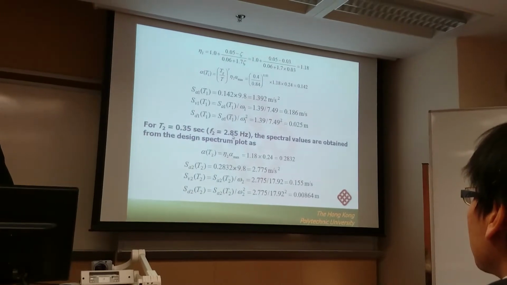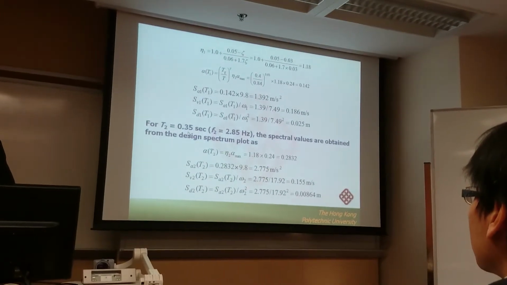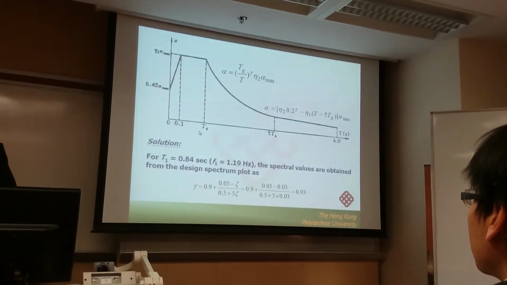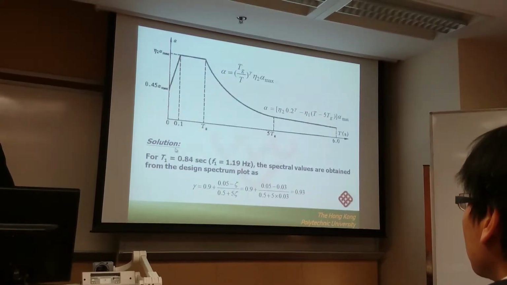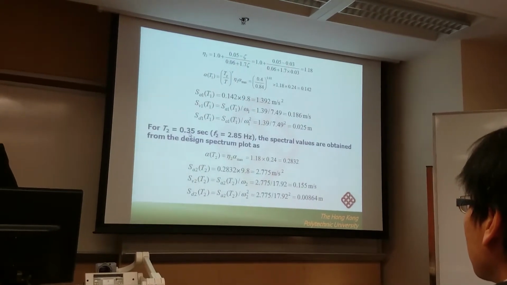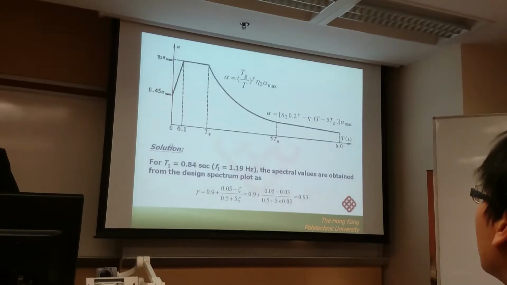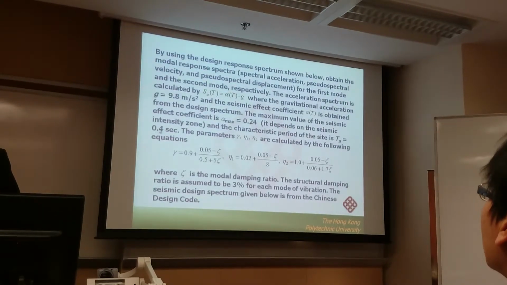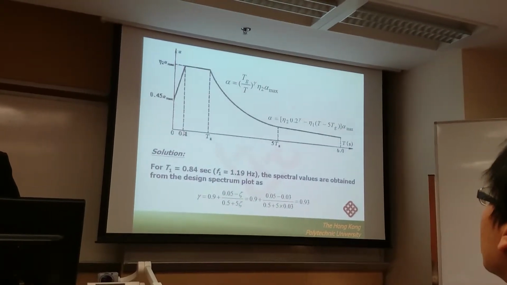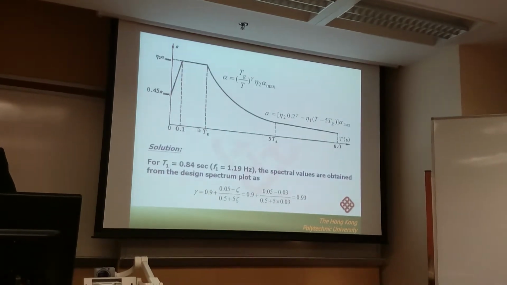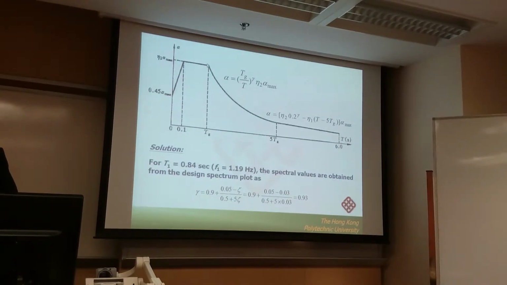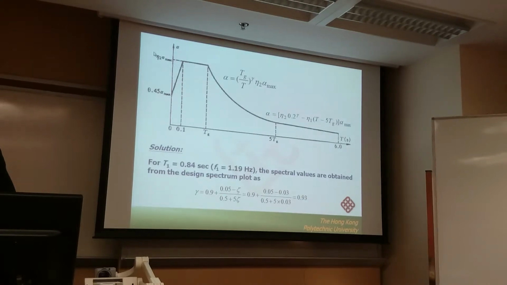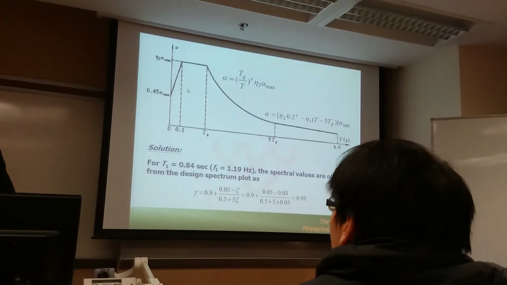based on f2, we can obtain T2. And this T2 is less than Tg. T2 is equal to 0.35, which is less than 0.4. So this value is between 0.1 and Tg, so this is a constant value. So you just need to calculate the second parameter, and then we can obtain the alpha value.